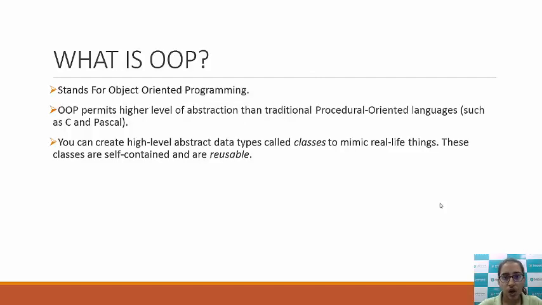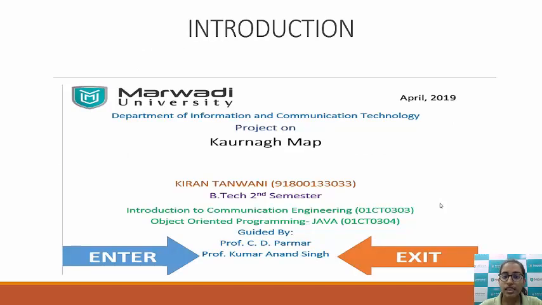Now, what is OOP, as I have been saying till now? OOP is basically a programming paradigm that concentrates on the object rather than anything else. The main concern of this programming language is the object. That is why it more closely mimics the real world. Also it has classes which are self-contained and reusable. So now this is the introduction of my project.